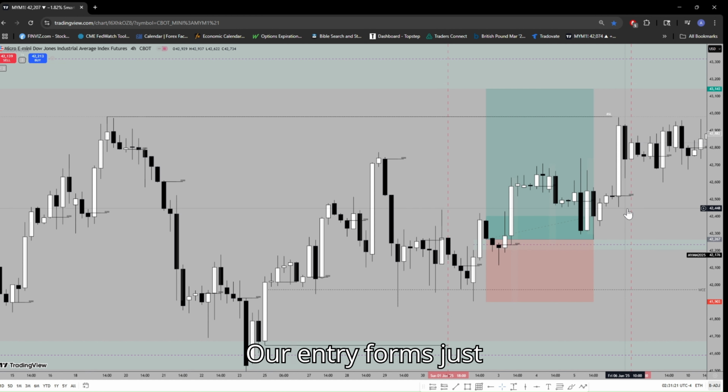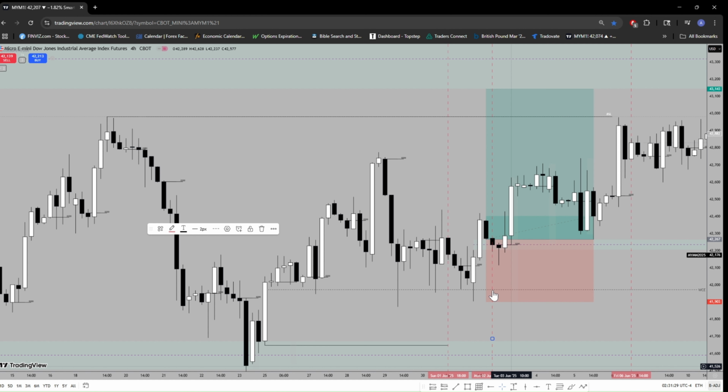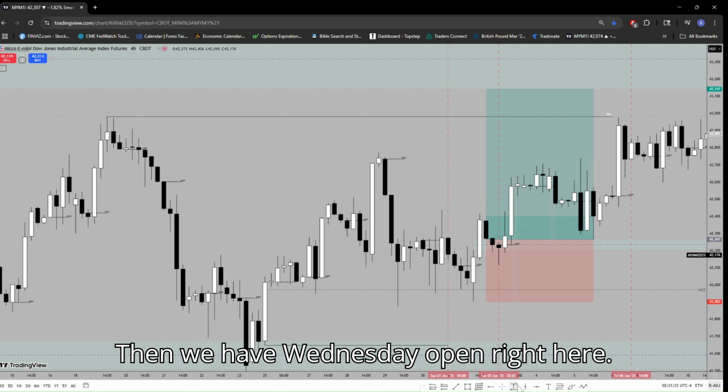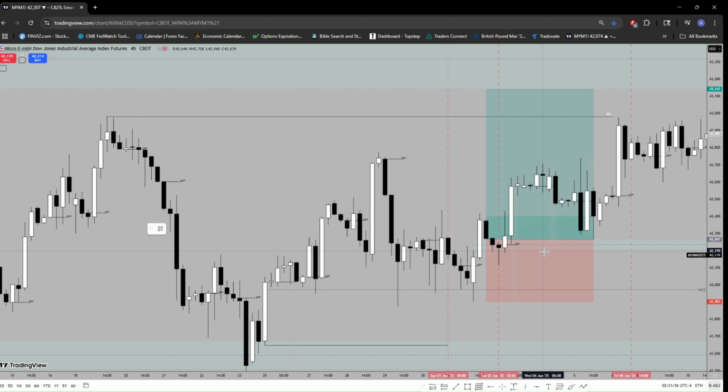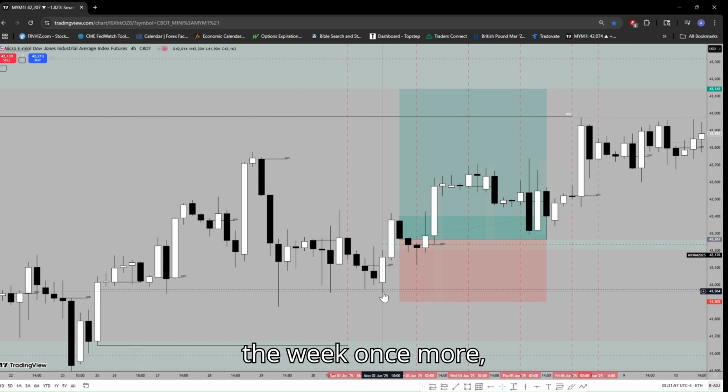Our entry forms just right before Tuesday open. Then we have Wednesday open right here. We have Thursday open. And then we have Friday open. As we can see here, Monday formed the low of the week, and Friday formed the high of the week once more.